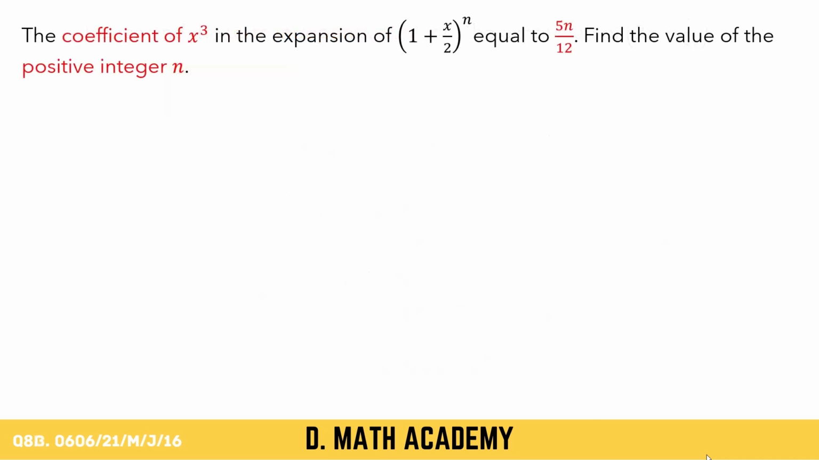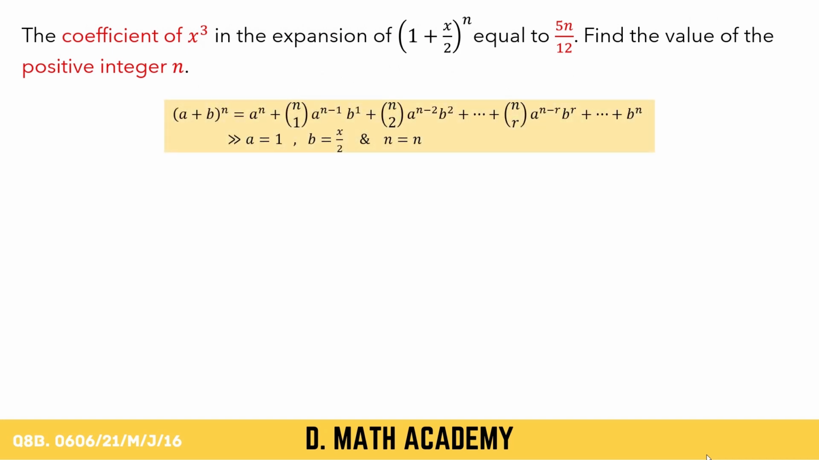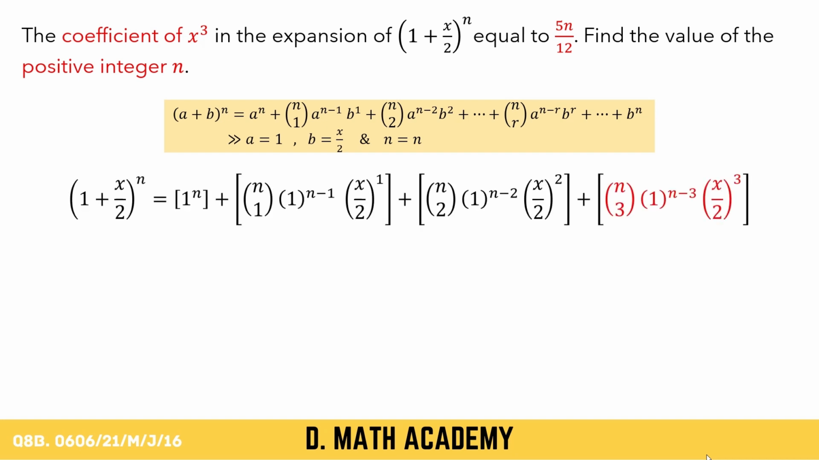The continuation from this part is: the coefficient of x cubed in the expansion of (1 + x/2)^n is equal to 5n over 12. Find the possible value of positive integer n. So our a is now 1, our b is x over 2, and our n is still n. So I expand it first, and I know that at the fourth term, I will get my coefficient of x cubed. That's why I highlighted it in red over there.